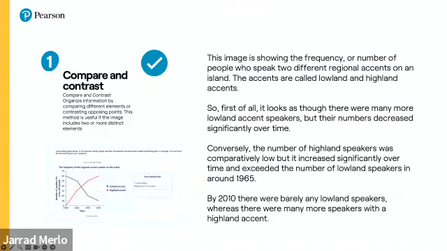I'm just going to read this imaginary describe image. This image is showing the frequency or number of people who speak two different accents. I'm going to skip the introduction, it's boring. So first of all, it looks as though there were many more lowland accent speakers, but their numbers decreased significantly over time. Conversely, the number of highland speakers was comparatively low, but it increased significantly over time and exceeded the number of lowland speakers in around 1965. And the concluding part says, by 2010, there were barely any lowland speakers, whereas there were many more speakers with a highland accent.